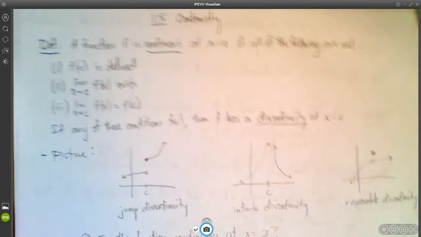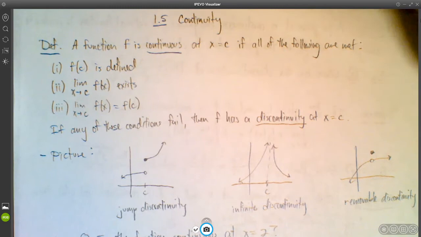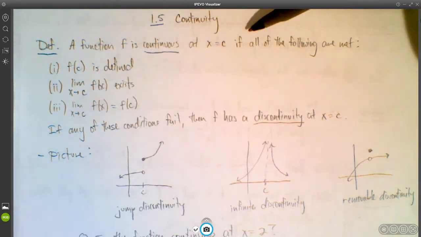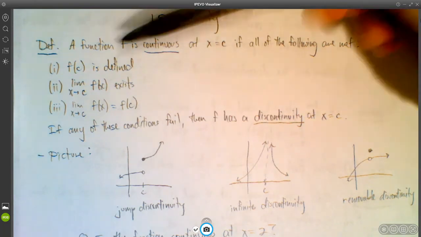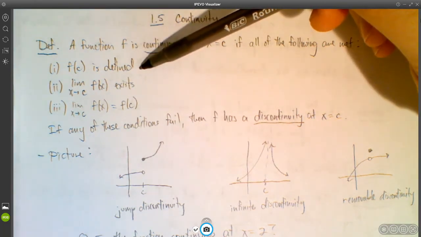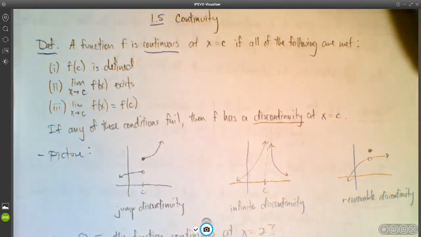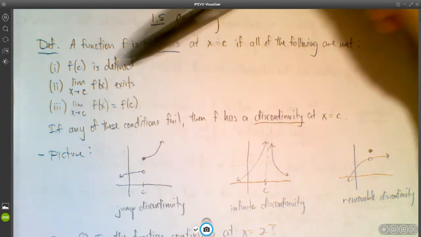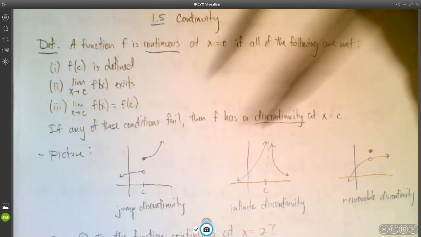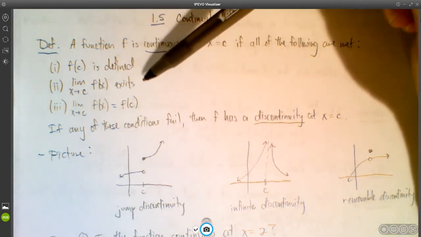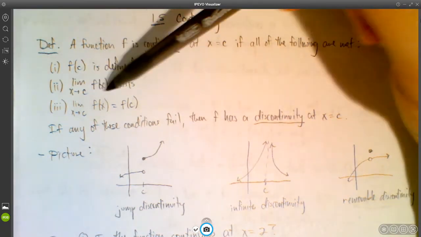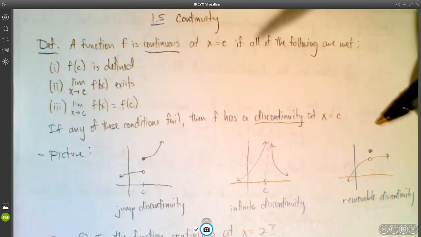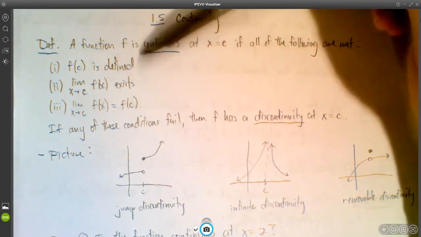So first of all, continuity. A function f is continuous at x equals c if all of the following conditions are met. So first of all, f of c has to be defined, right? So f has to exist at x equals c. Second of all, the limit as x approaches c of f of x also has to exist. And third of all, the limit has to equal the function value, right? So f is continuous if all three of those conditions are met.